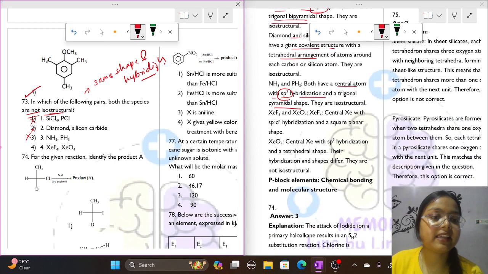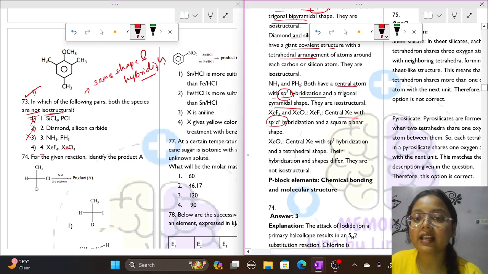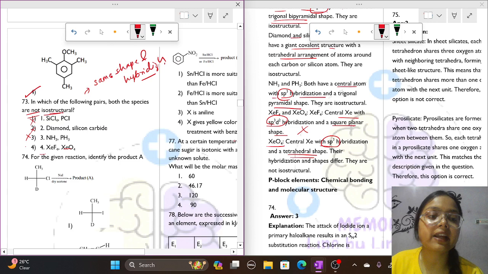Next is XeF4 and XeO4. XeF4 has sp3d2 hybridization and a square planar shape, while XeO4 has sp3 hybridization and a tetrahedral shape. So these both have different shapes and different hybridization, and therefore they are not isostructural. So it will be the correct option, right?